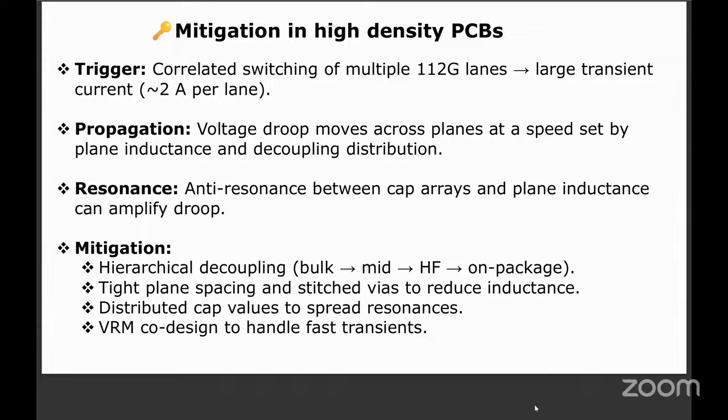Tighter plane spacing and stitched wires to reduce inductance. Now the ground and power supply wires have to alternate. They have to be adjacent to each other. They also reduce resonance. Distributed capacitor values to spread the resonances, frequency response. This is almost a 30-year-old recommendation. Nowadays, you cannot take it blindly, but still it works, but now it has to be simulated. Voltage regulator module co-designed to handle fast transients. So these are some of the recommendations. There can be some other secret sauces also. Next page, please.